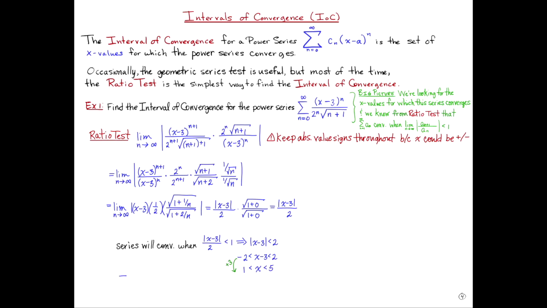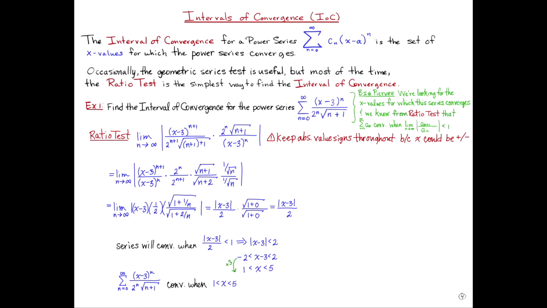That tells us that our series, the sum from n equals 0 to infinity of x minus 3 raised to the n over 2 to the n times the square root of n plus 1, converges when x is between 1 and 5.